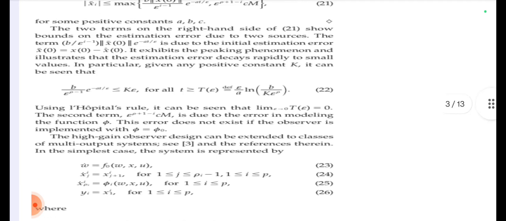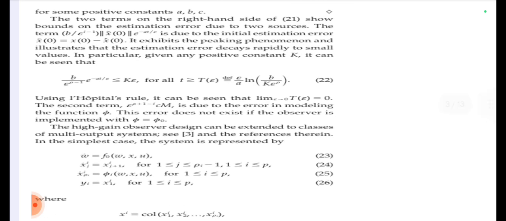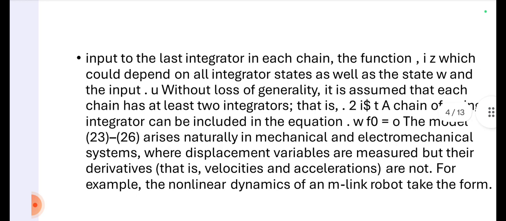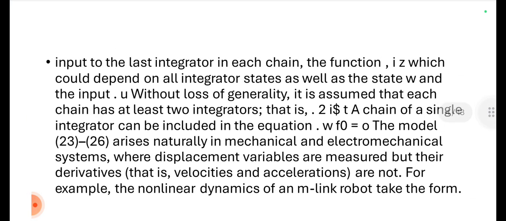The high gain observer design can be extended to classes of multi-output systems and references therein. The simple case is w dot equals f naught of w, x, u, x dot i equals x i plus 1, with u input to the last integrator in each chain, the function phi, which could depend on all integrator states as well as the state w and the input u, without loss of generality.